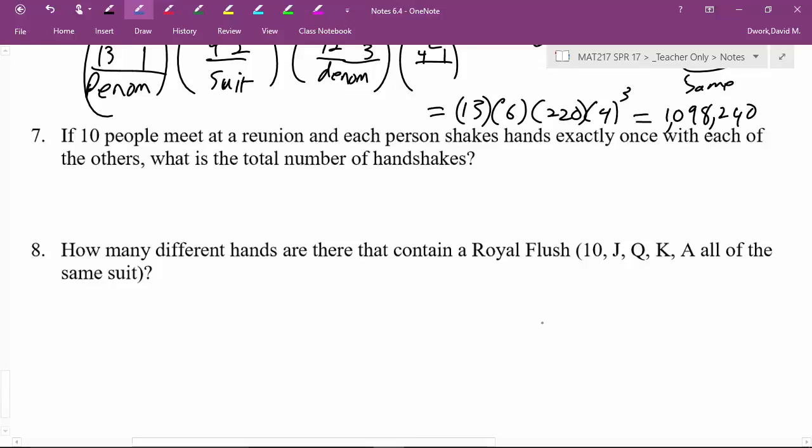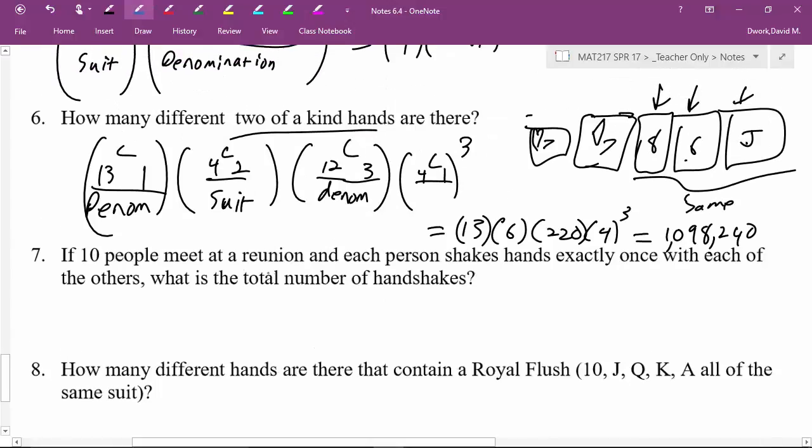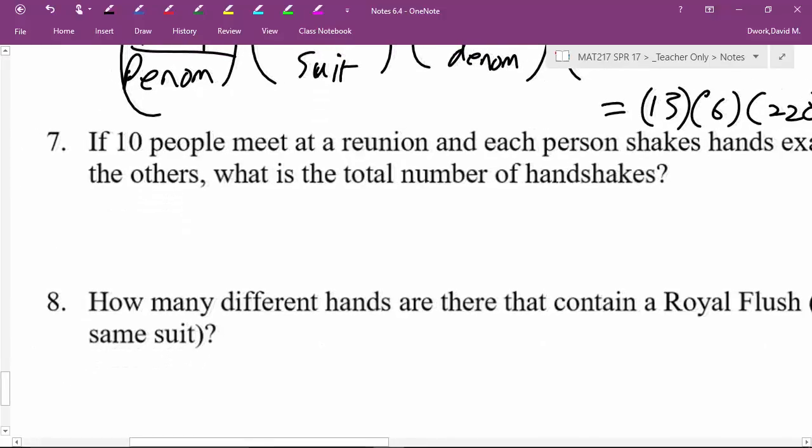So looking at number 7 here. If 10 people meet at a reunion and each person shakes hands exactly once with each of the others, what is the total number of handshakes? So what I'm going to suggest is one idea that we can use in counting is to make the problem small and see if you can find a pattern.